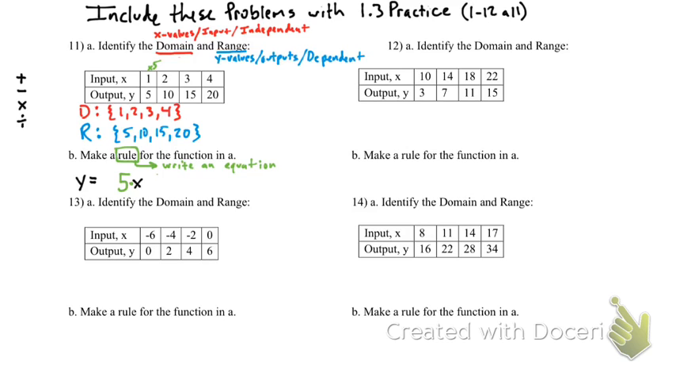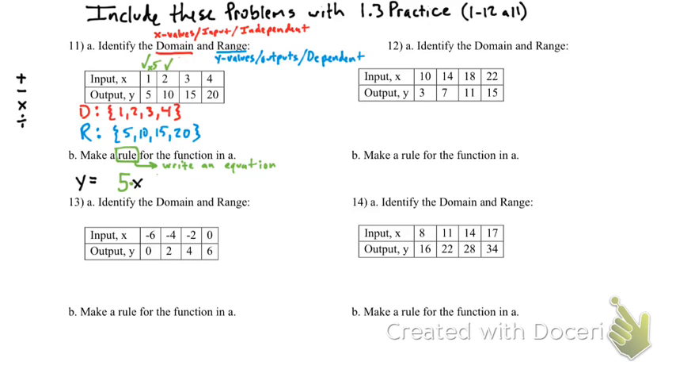Okay? So let's see if that works. When I plug in 1 into my rule, so 5 times 1, does it give me 5? And the answer is yes, it works. Okay? So I'm going to put a little check mark here. That one works. Now let's check the second input. When I plug in 2 for x, 5 times 2, does it give me the correct output? And the answer is yes, it gives me 10.